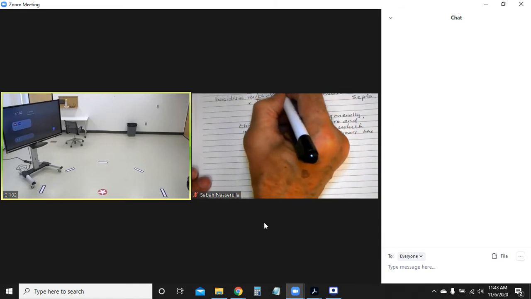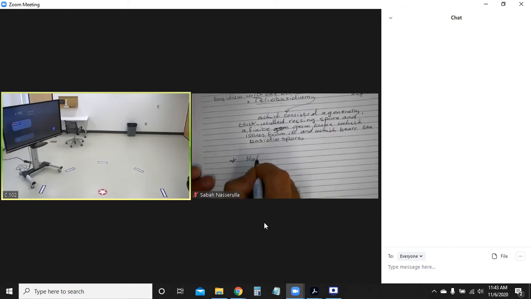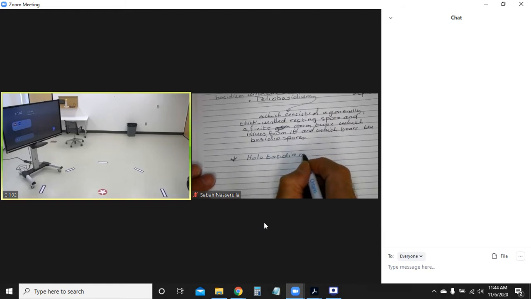Then after this, I'm going to discuss with you the different groups. I'm going to start first with the one in which the basidium is one cell, which is known as the holobasidium, and this group we call the holobasidiomycetes. The first group is going to be the holobasidiomycetes.